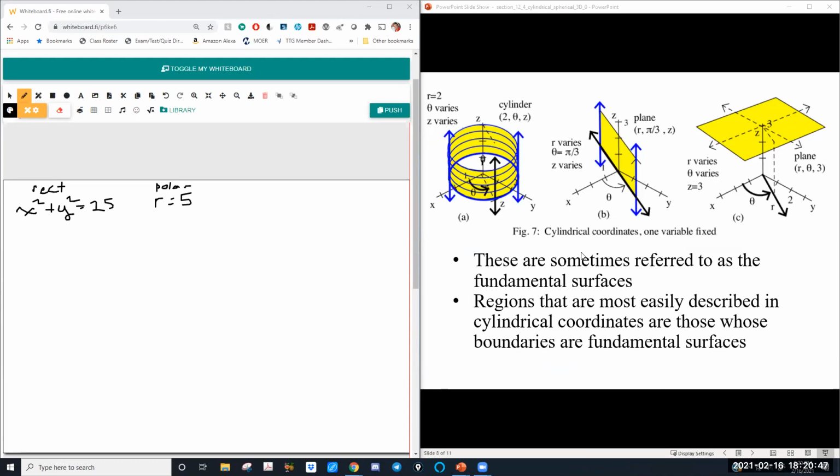Questions about cylindrical? These are just general questions, obviously. I know we're not getting real in depth with this, but I just wanted to bring up the fundamental surfaces so you could see them.